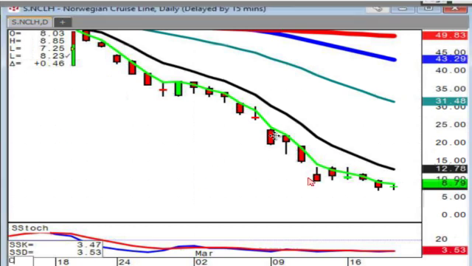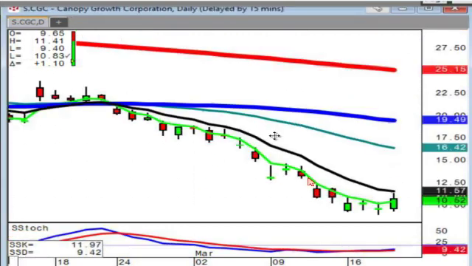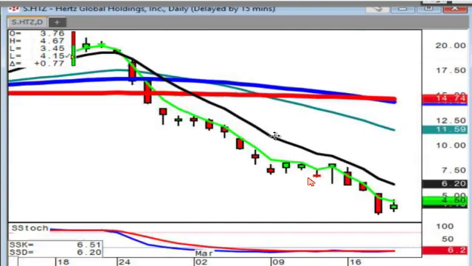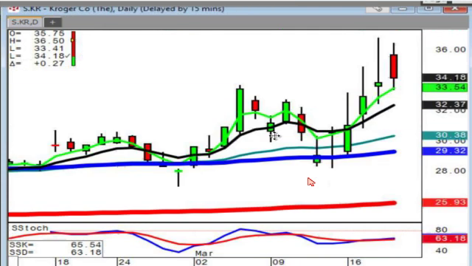Yeah, it's tried to base, CGC. I wouldn't do anything until it does get up through the T line. Hertz is talking about bankruptcy. Wow. And Kroger, yeah, backed off. But it's still, notice where it backed off to.